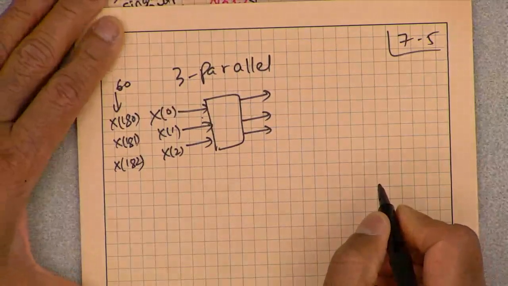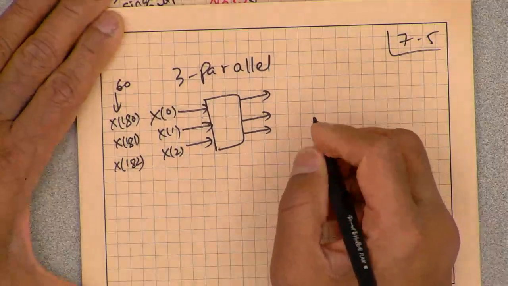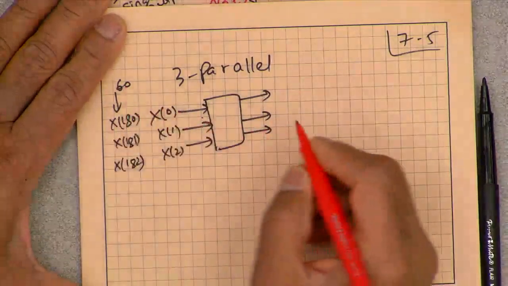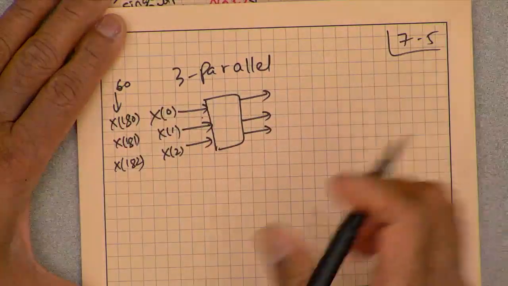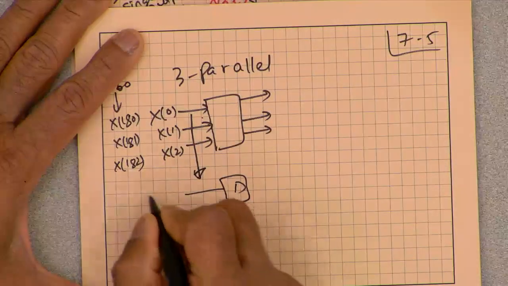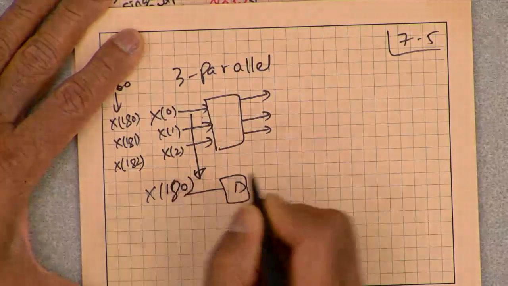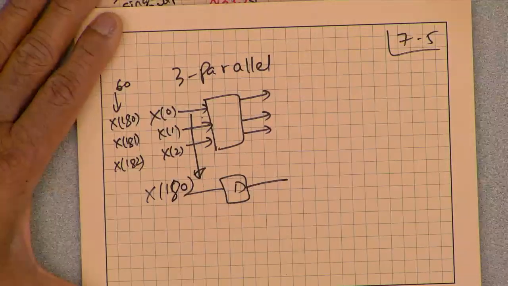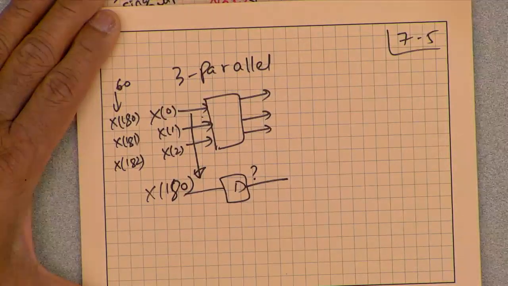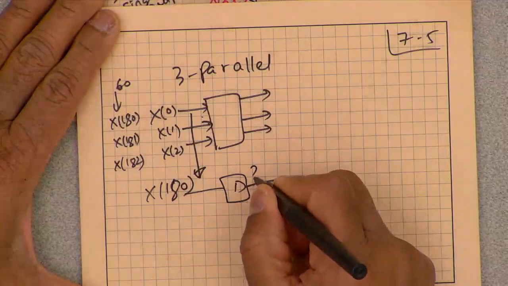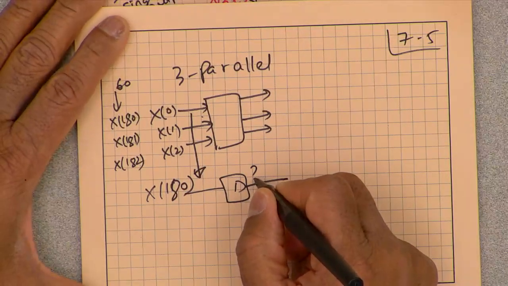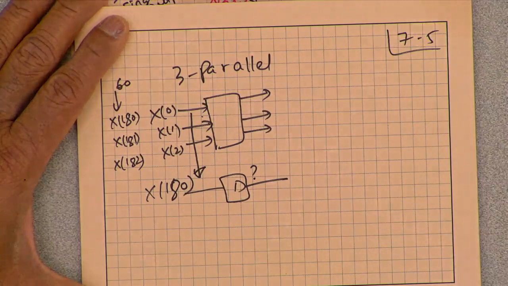Okay, so let's say that at clock cycle 60, I have x180 at some point in this top wire. If I input that to one delay element, what will this output be? What would it store? Is it storing 179 or 181? What is this sample number? Any volunteers?